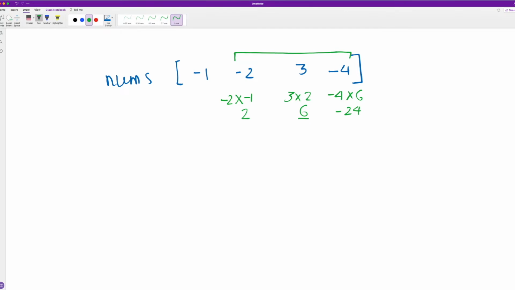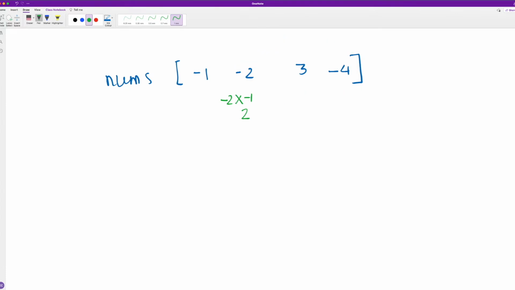So if we had multiplied negative 2 and 3, we would have got negative 6, and if we multiplied that with negative 4, we would have got 24, which is the highest possible product for any given subarrays. So how did we miss that number? By simply using the calculation of multiplying the current index value with the max product subarray at the previous index. So let's go back a couple of steps and figure this out.